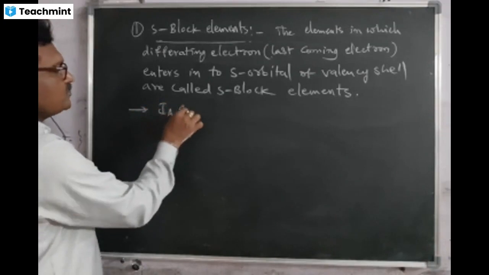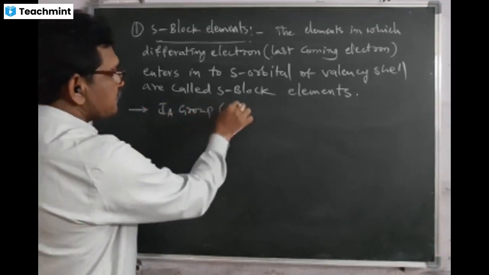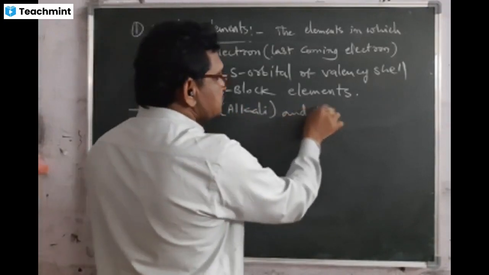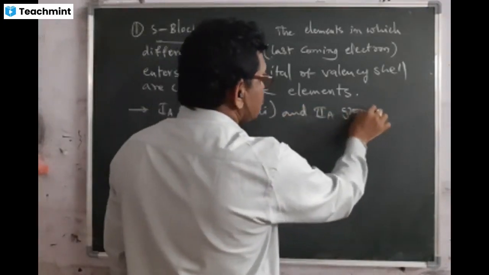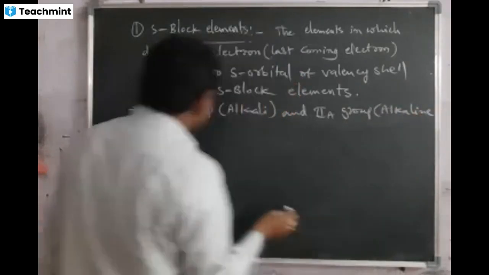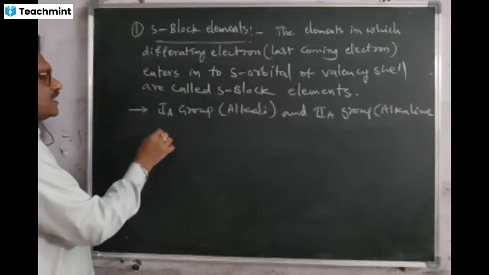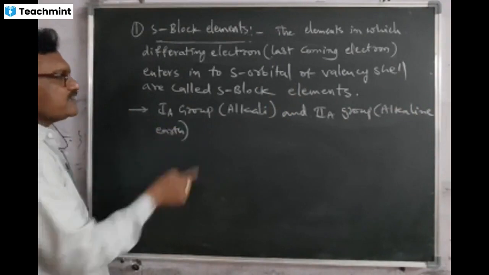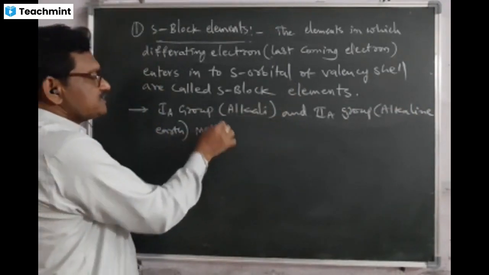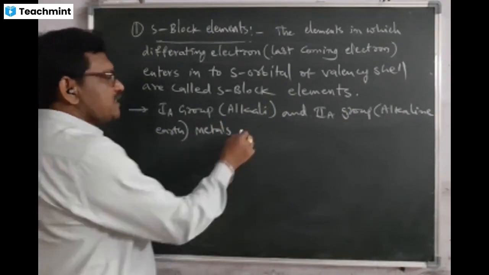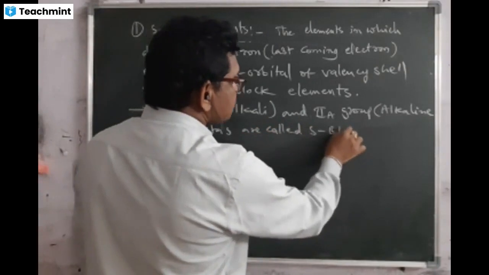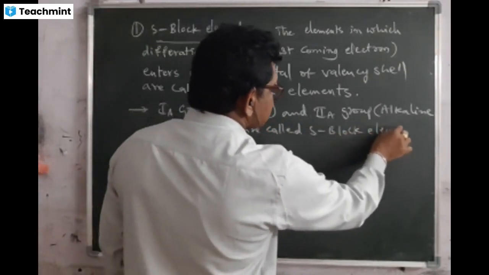Mainly the first A group and second A group. You know, first A group is alkali, and second A group is alkaline earth. Okay, first A group and second A group, alkali and alkaline earth metals, are called S block elements.